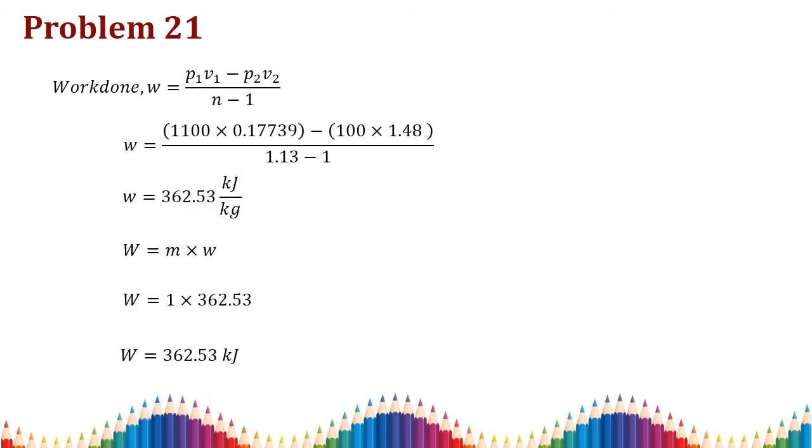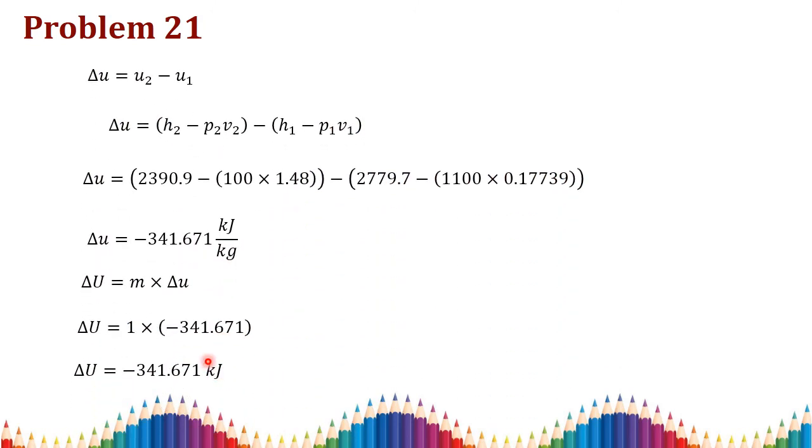And work done. For the polytropic process, the formula is work done is equal to P1 V1 minus P2 V2 divided by N minus 1. Substitute all the terms, with pressure in terms of kilopascal. We know all the values, to get work done per unit mass as 362.53 kilojoule per kilogram. But in the problem the mass is given, so you have to multiply with mass to get the net work done, that is work done is equal to 362.53 kilojoule, because there is no change here, as the mass is 1 kg as given. Then change in internal energy delta U.